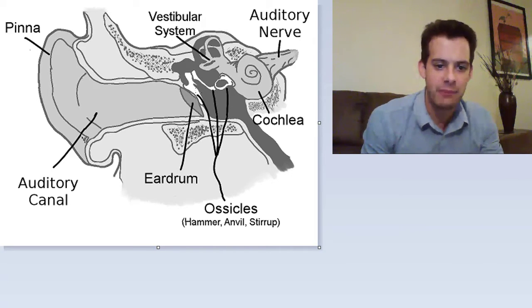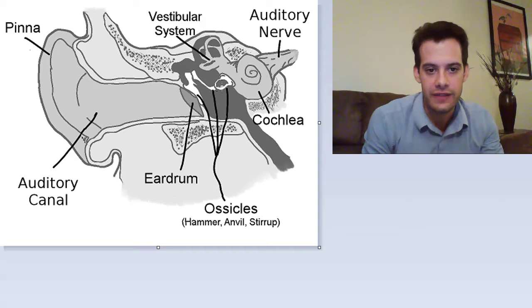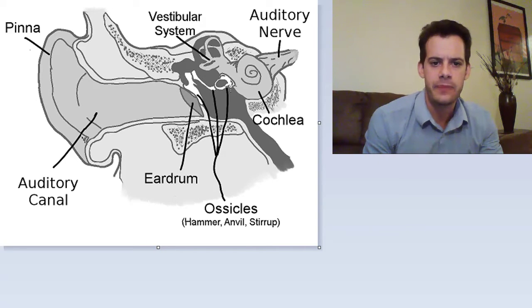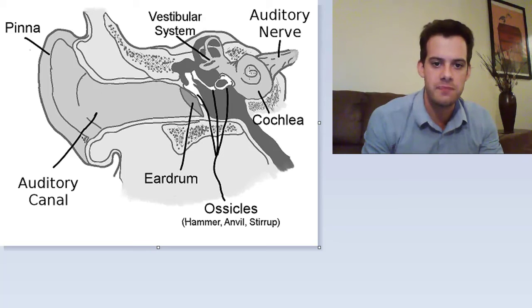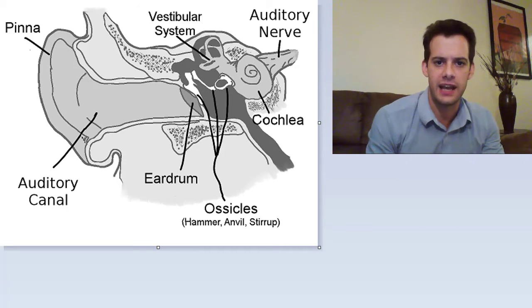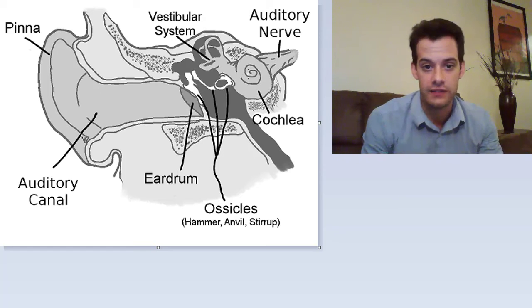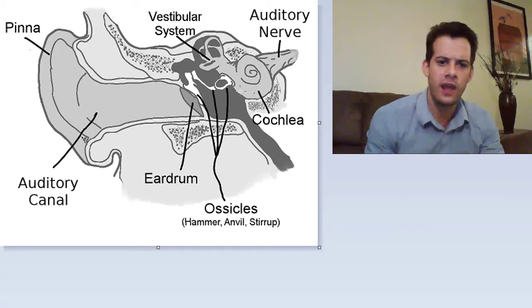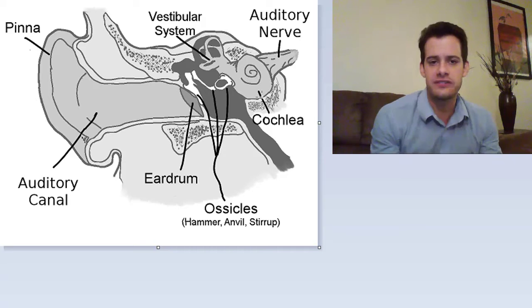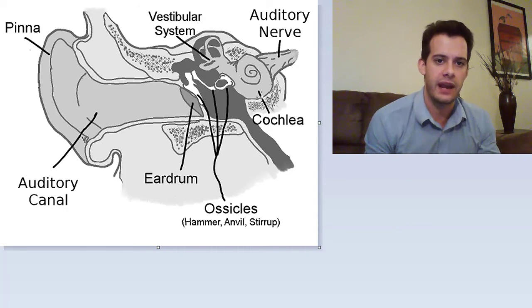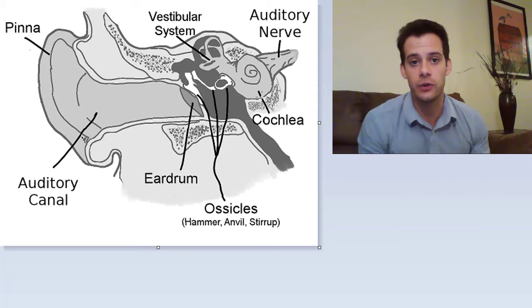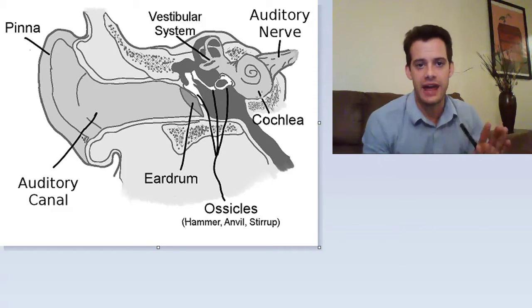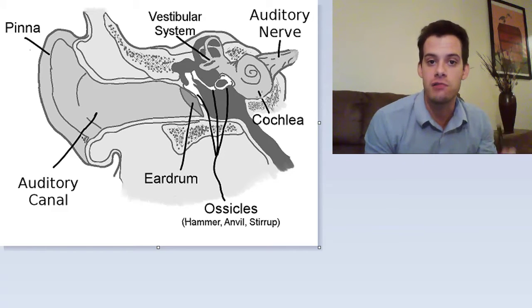And so what happens is the hammer hits the anvil, which then vibrates the stirrup, and now the interesting part of what happens to the vibration occurs at the cochlea. So the cochlea is this spiral, curled up structure, and cochlea is Latin for snail, because this looks a lot like a snail. And what happens in the cochlea is that it has a structure called the basilar membrane, and it's essentially a long, rolled up tube, and it's filled with fluid. And when the stirrup vibrates, that sends waves of vibration through the fluid.